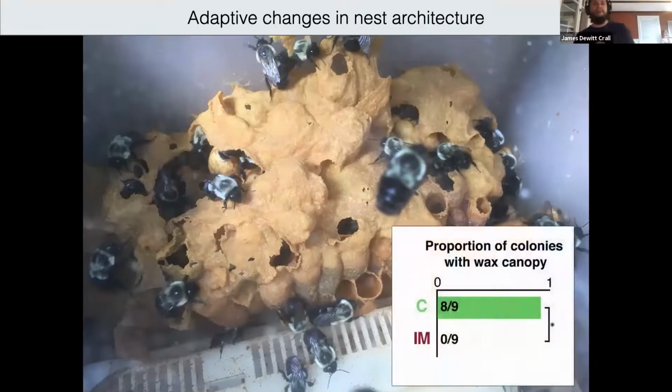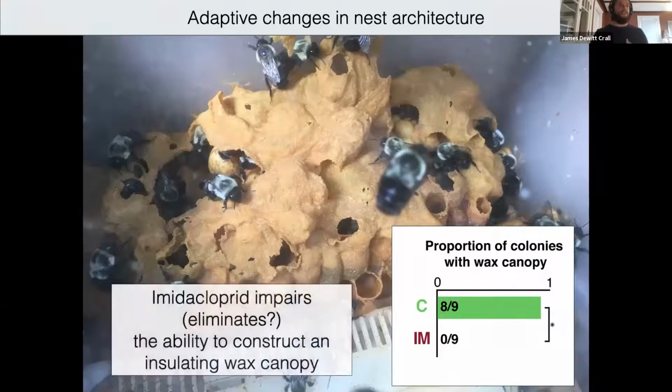So if we compare our control and imidacloprid colonies in the conditions they were in, almost all of our control colonies built some amount of this wax covering, and none of our imidacloprid colonies did. So likely exposure also impairs the ability to actively restructure the nest.